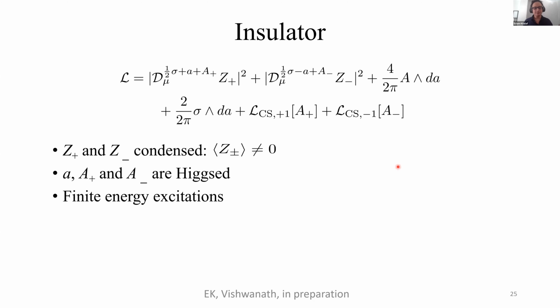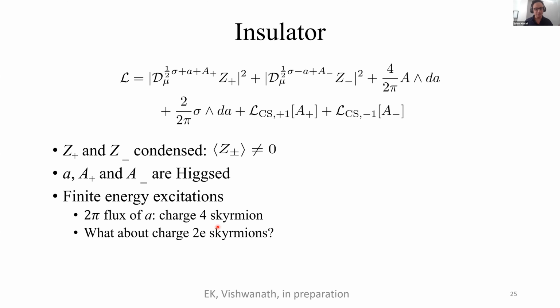So the first finite energy excitation we can consider is a 2pi flux of small a. This, of course, will be associated with some phase winding of this Z plus and Z minus. But due to this term, which has a prefactor of 4, this object will have a charge of 4e under the background field. So this is actually the charge 4e skyrmion. So what about the charge 2e skyrmion? The charge 2e skyrmion is more tricky to see.